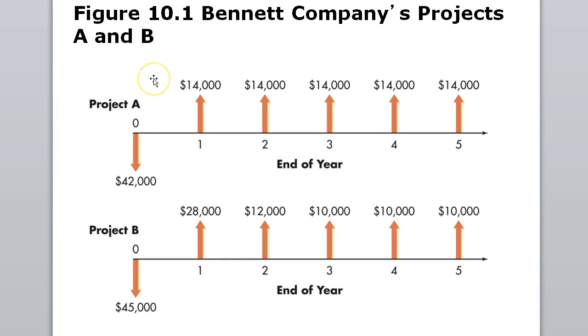Okay, so if we put this on a timeline, we could see that in year zero is the payout. This is usually thought of as a negative number because we're paying money here. And then here are the cash flows. And you see that this is an annuity because they're even cash flows. Project B has a $45,000 payout that we pay to start the project, and then here are the cash flows that we receive for the next 5 years, which is a mixed stream.